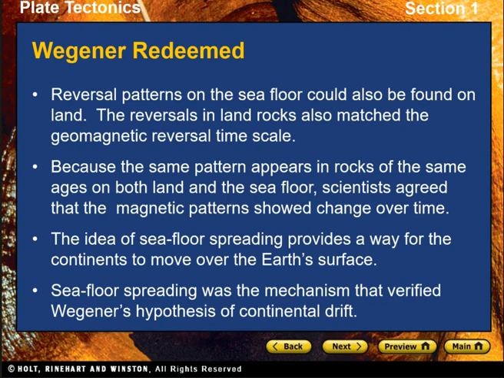Scientists reason that seafloor spreading provides a way for the continents to move over Earth's surface. Continents are carried by the widening seafloor in much the same way that objects are moved by a conveyor belt. The molten rock from a rift cools, hardens, and then moves away in opposite directions on both sides of a ridge. Here at last is the mechanism that verified Wegener's hypothesis of continental drift.